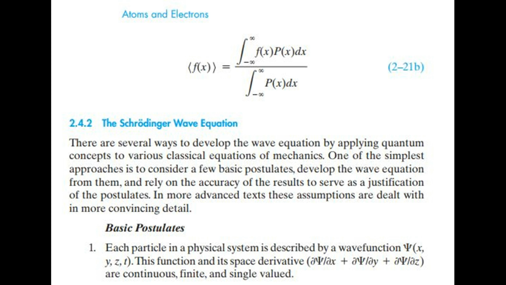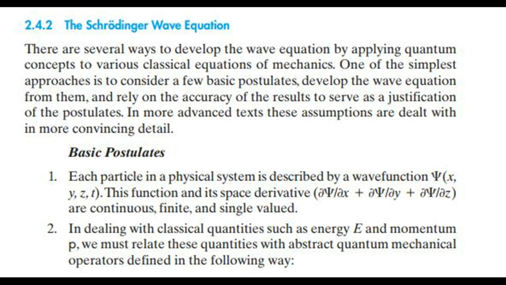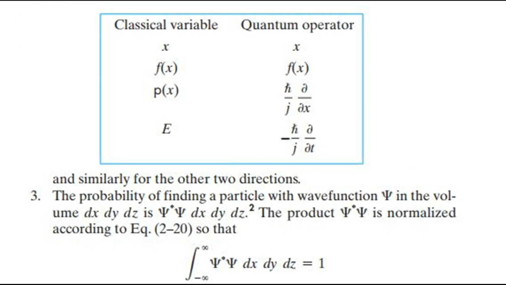This function and its space derivative, ∂Ψ/∂x plus ∂Ψ/∂y plus ∂Ψ/∂z, are continuous, finite, and single-valued. 2. In dealing with classical quantities such as energy E and momentum p, we must relate these quantities with abstract quantum mechanical operators defined in the following way. And similarly for the other two directions. 3. The probability of finding a particle with wave function Ψ in the volume dx dy dz is Ψ*Ψ dx dy dz.